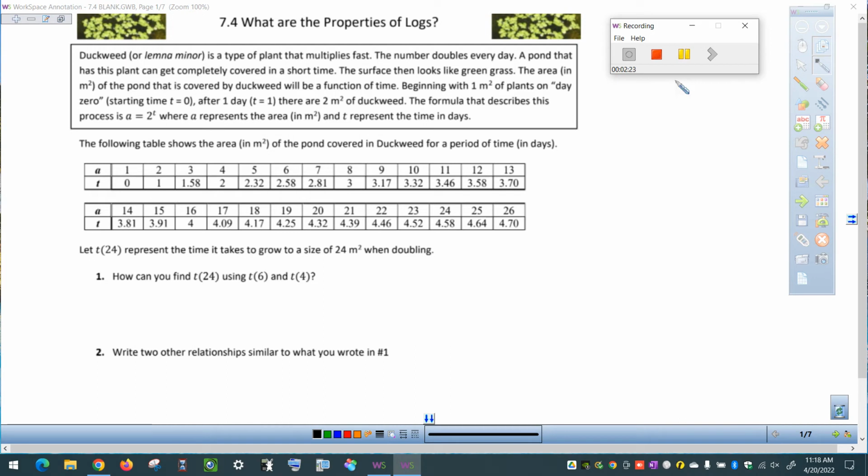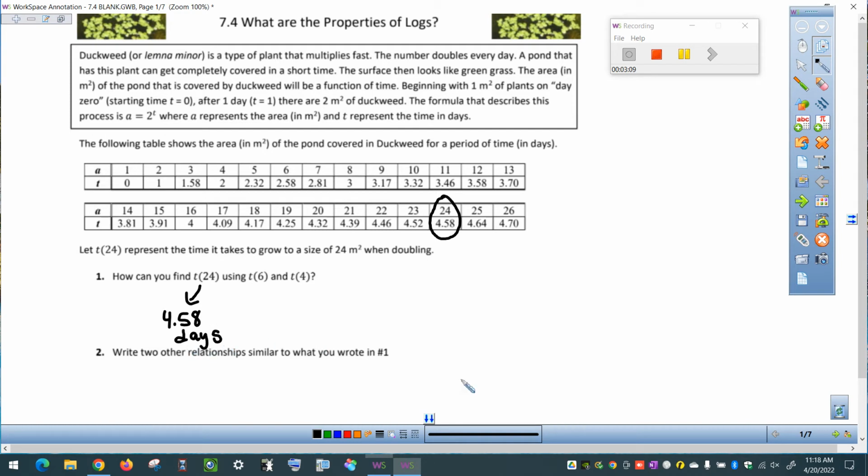So in question 1, it's asking us how can we find t of 24 using t of 6 and t of 4? Well, let's take a look at where we can find information about these values in our table. So starting with t of 24, the time it takes to grow to a size of 24, well, we're going to be looking to see when the area is 24, and we can see that that is 4.58 days. So I might even just make a little note of that here. So that's the actual time period that that is describing.